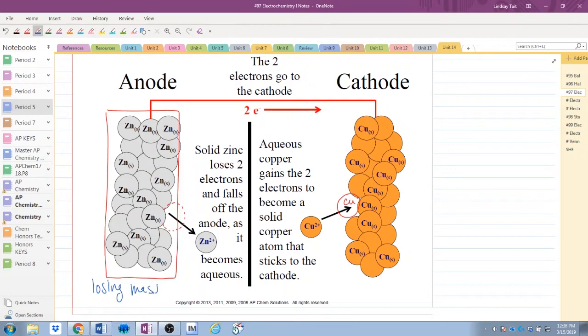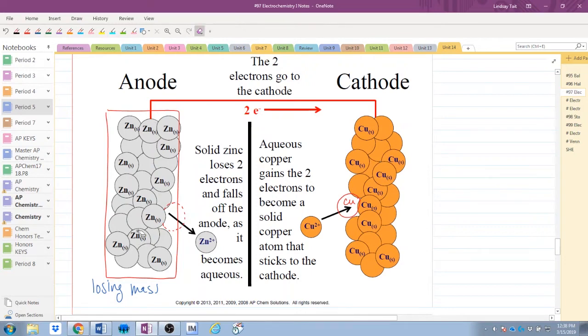Can I tell you the most frequently given answer to that question? Why is the anode losing mass? They say it's losing mass because it's losing electrons. Why is that really not a good thing to say? Electrons don't have mass, right? This is losing mass because it lost a solid zinc atom, but overall mass is conserved because that solid zinc atom just became an aqueous zinc ion, which has the same mass. So in the beaker, or in the whole cell, there's been no change in mass.